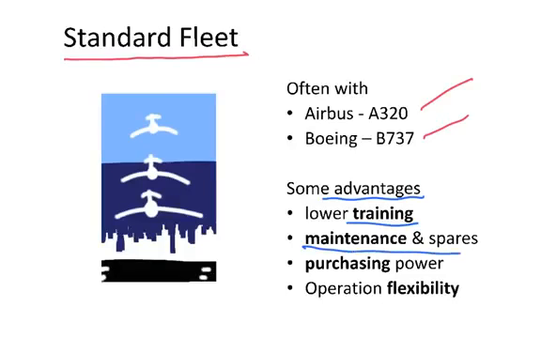Maintenance plays a saving role because I have to have fewer types of spare parts. I have more purchasing power. I mean, when I am negotiating with the manufacturer to buy new aircraft, if I'm going to buy a single aircraft type, I'm going to have a larger volume. So then it means that I might be able to get larger discounts. And during the operations, I will have more flexibility. Imagine that one aircraft gets stuck in one airport, then it's easy to be replaced by another one because it's going to be exactly the same size.